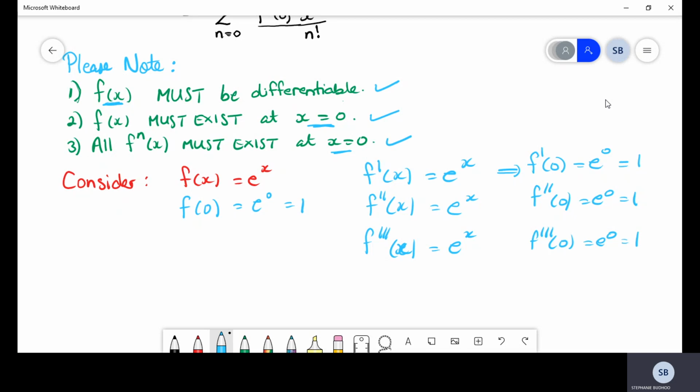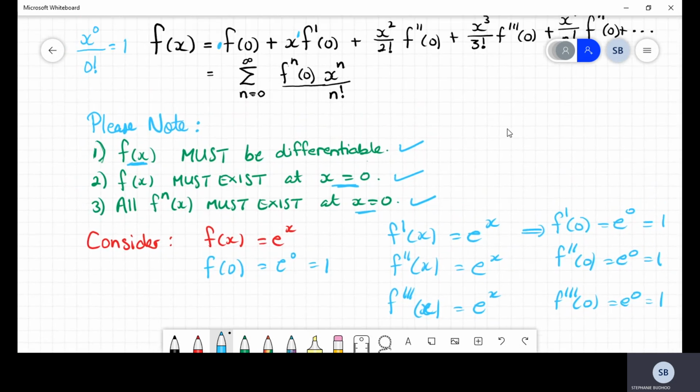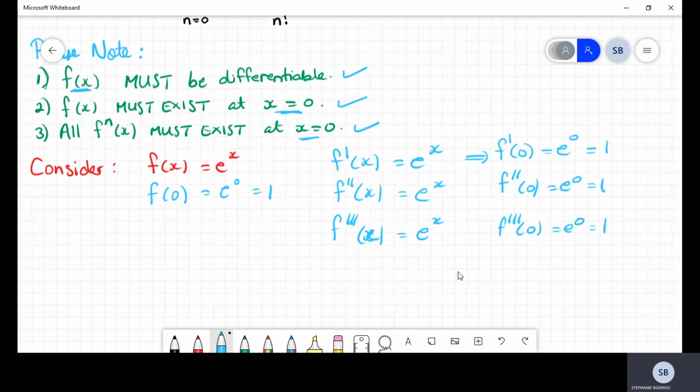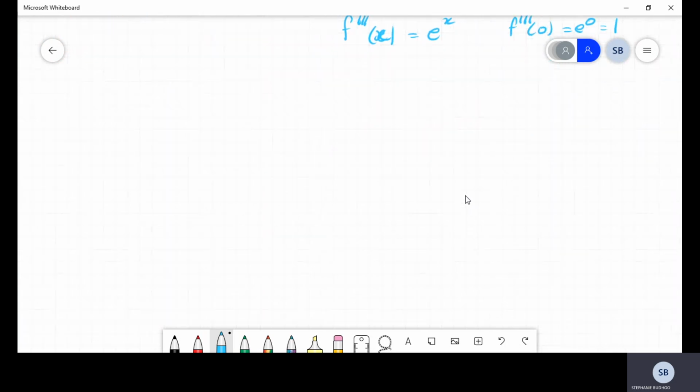Now, once you're able to successfully meet all of these conditions, it means that your application of using Maclaurin's expansion for whatever function you are given is a success, and you may continue. So having spoken a little bit about a brief history, when you should use Maclaurin's expansion, exactly what it looks like, and the fact that the approximation tends to be very accurate, let's look at some questions as to how we can actually apply this expansion to get infinite polynomials.